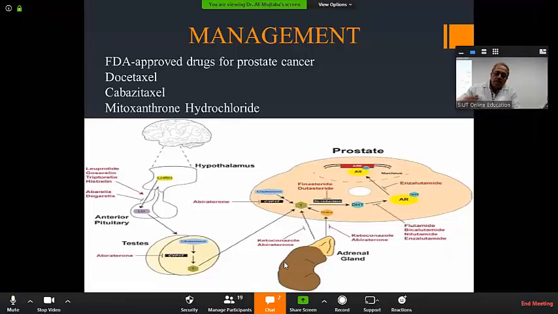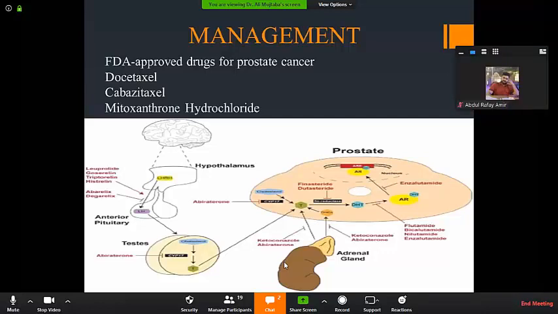Here the figure shows the application of different diagnostics at different levels of treatment, for prostate cancer.